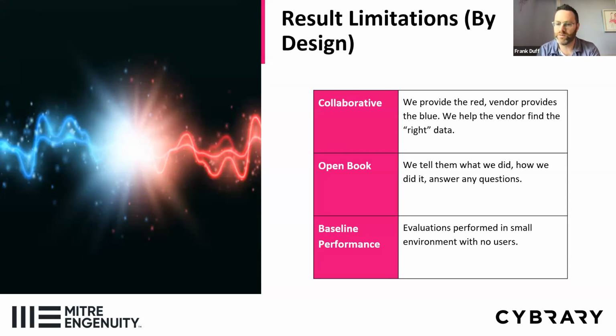We tell them exactly what we did, how we did it, where we did it, what users we used, what processes we used. If they have questions on specific red team tool sets that we're using, we're open book. We're telling them everything that we can to help ensure that their detections are flagging on the right behavior. And finally, it's a baseline performance.